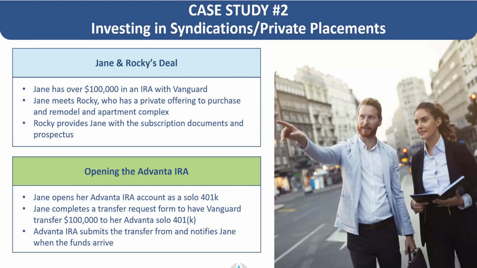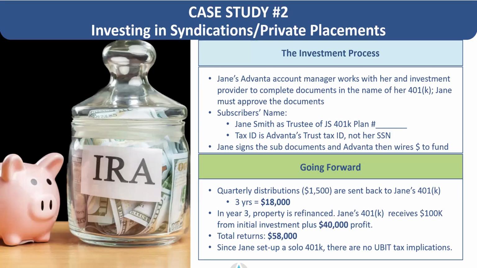And because Jane has a side business, she is able to open up an account with us as a solo 401k account. So she moves the money from an IRA over into this solo 401k, transfers the cash, and then we'll tell her when the funds arrive. And similar to what we do with the single family rentals, those subscription documents need to show her 401k plan as the owner. We use our tax ID number, not her social. You could also use the tax ID number for the 401k plan if you get one. But ultimately, again, this is a non-taxable event and an investment for her because she's using the solo 401k.